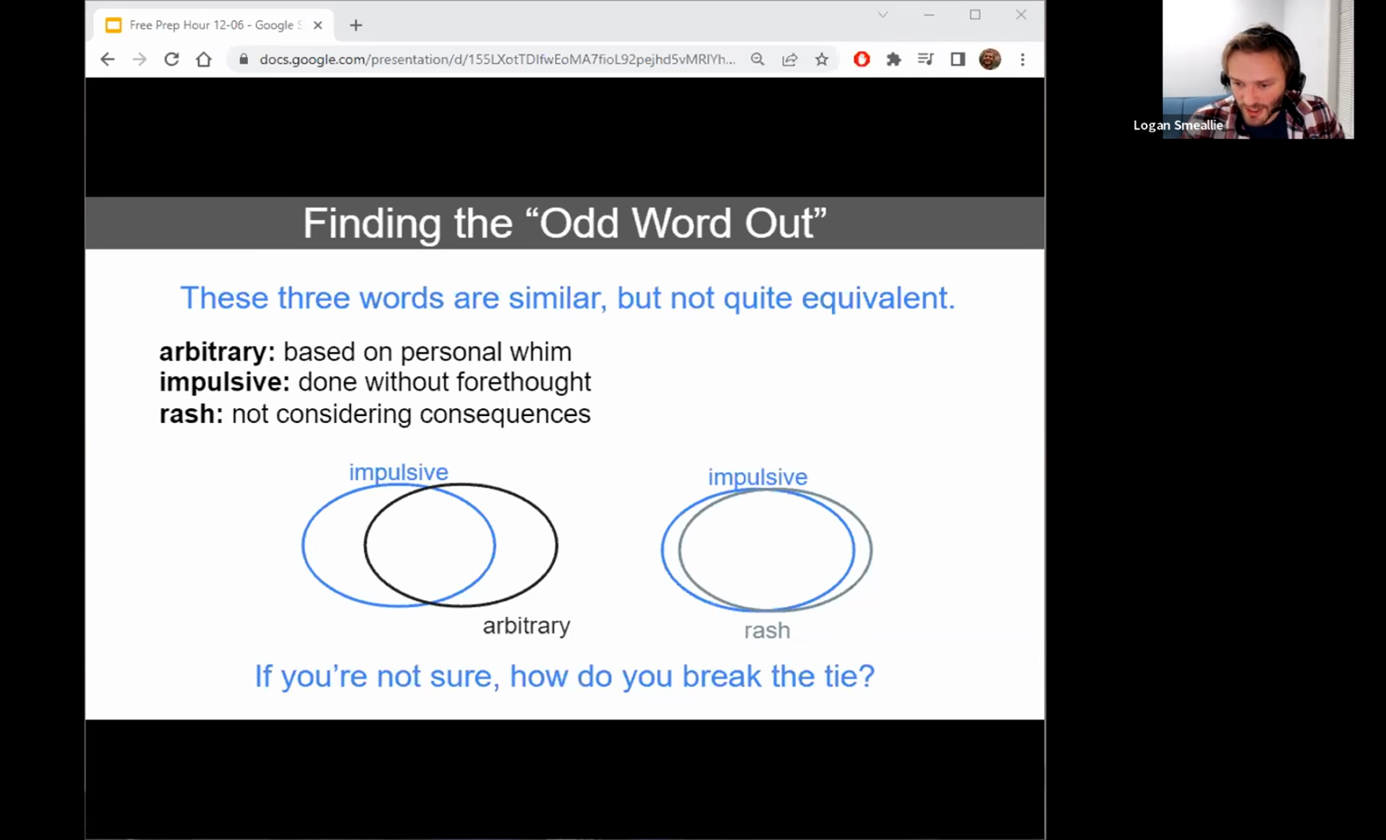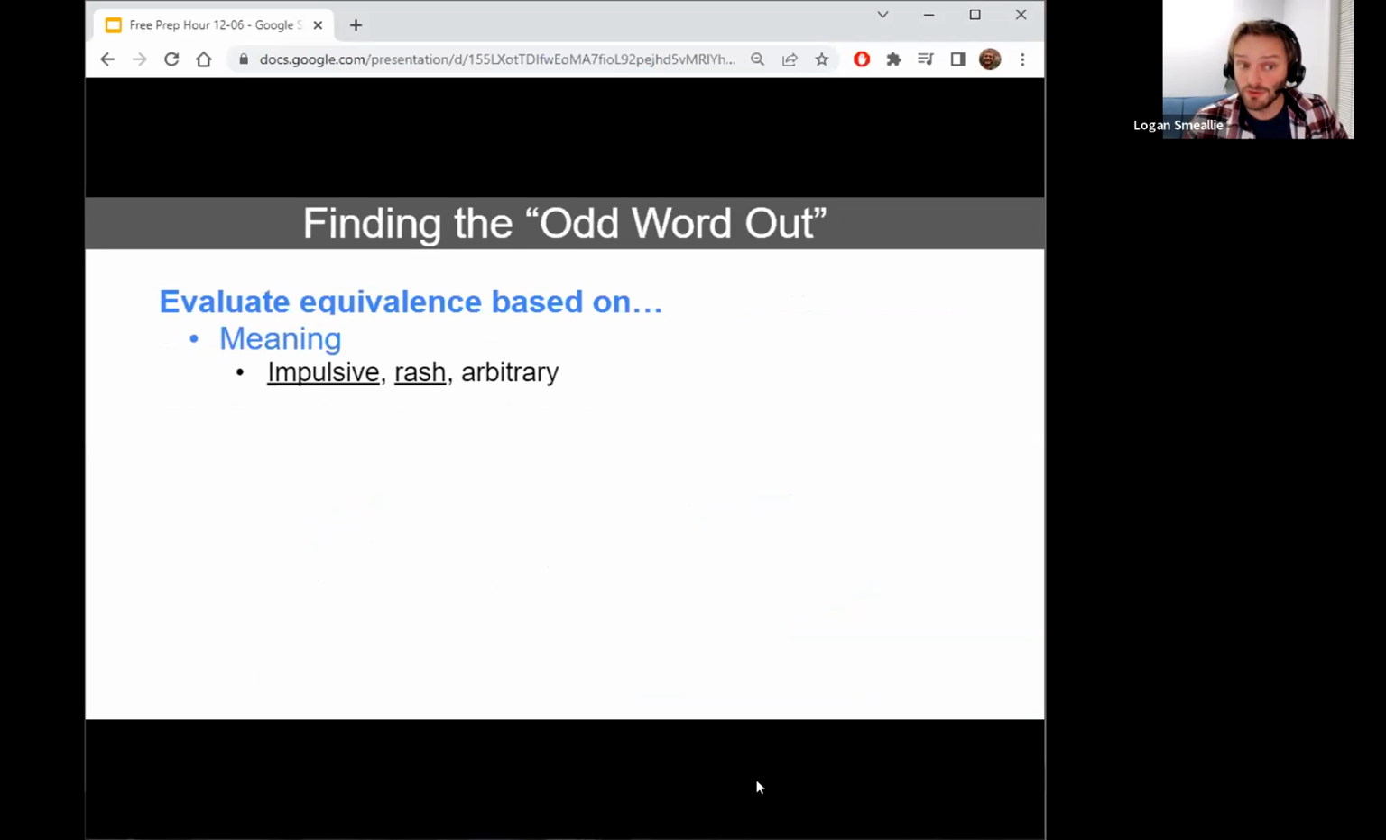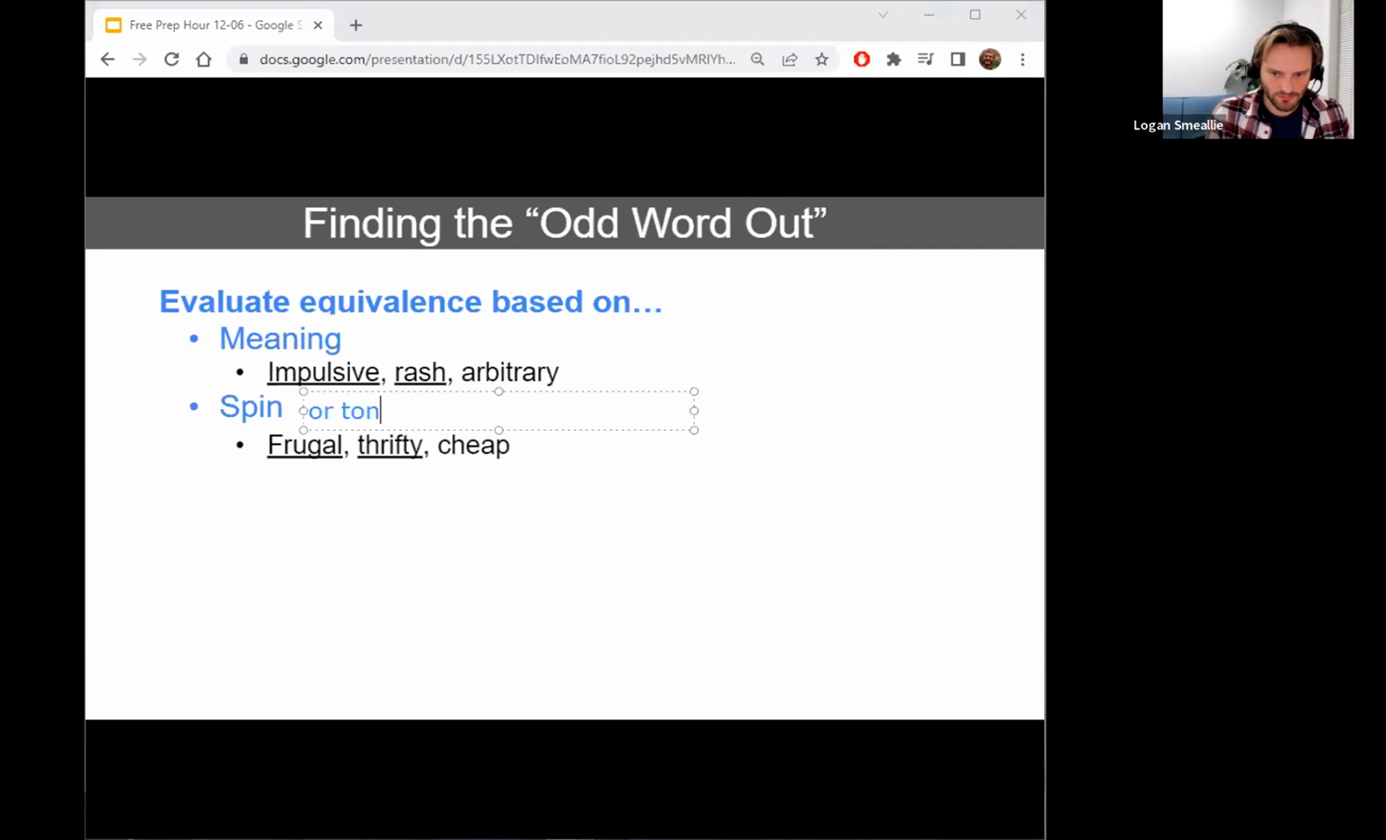What we're going to do tonight is answer this question: how do you break the tie? And we're going to break the tie in a few different ways. We're going to find the odd word out in a few different ways. One of them is meaning, like we just saw. Another one is spin, or you might also think of this as tone. Spin or tone.